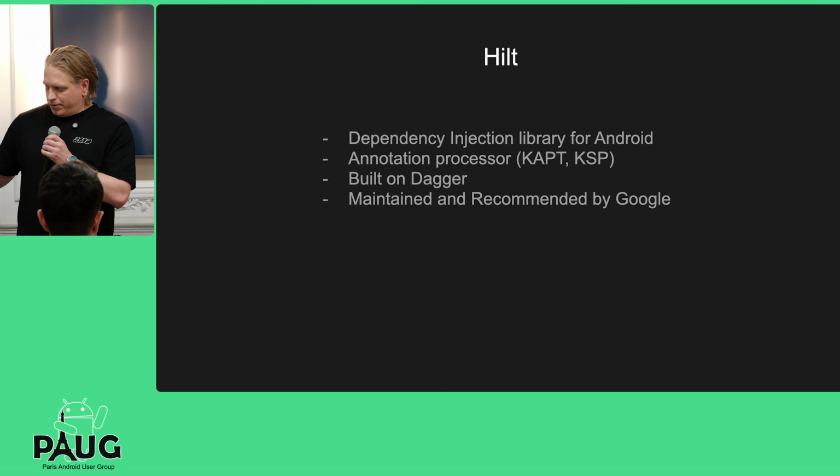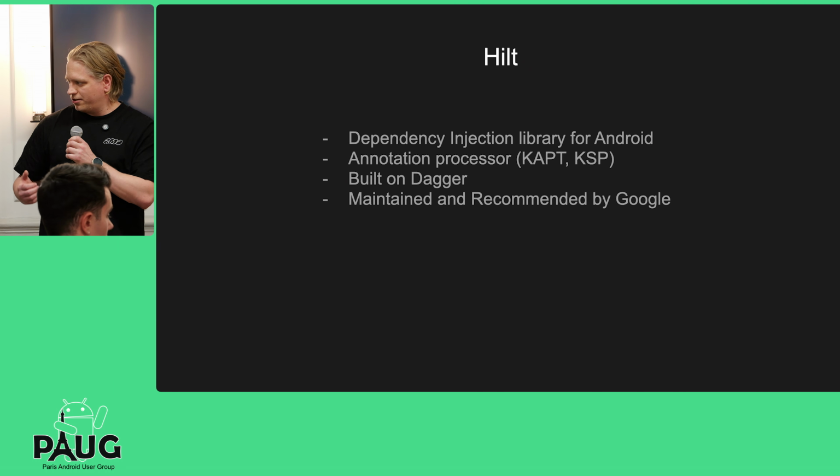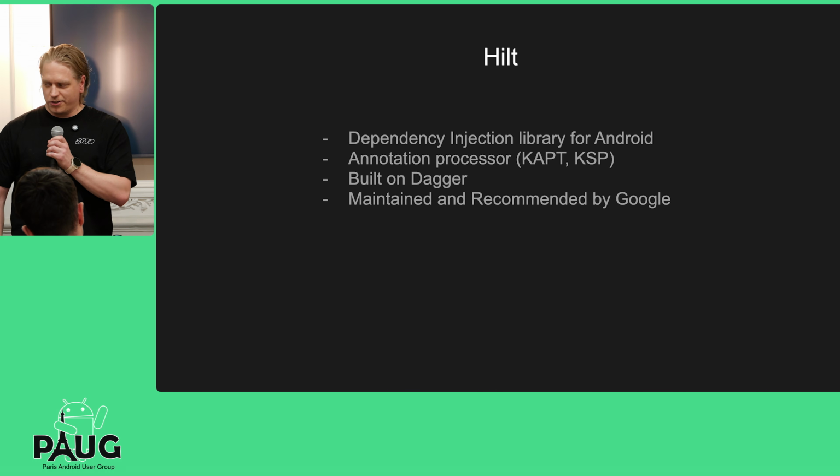So Hilt, you've probably heard about Hilt, but I'm just going to quickly introduce it. It's a dependency injection library for Android. Not Kotlin, it's for Android. It's implemented through an annotation processor, either KAPT or KSP. It's built on top of Dagger, that I'm sure a lot of you have heard of. And it is the standard-ish library. It is maintained and recommended by Google. And it's a great library, honestly.